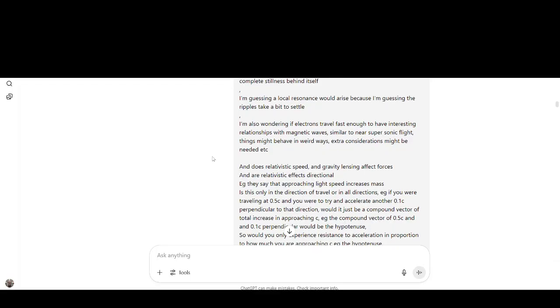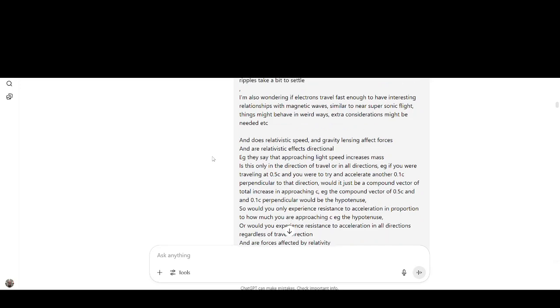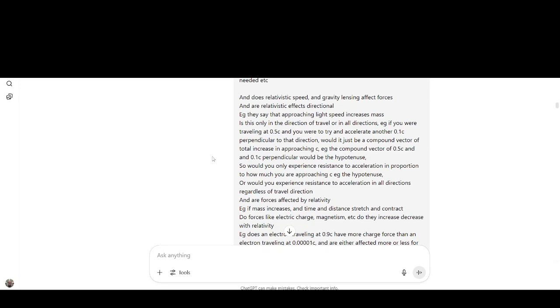I'm also wondering if electrons travel fast enough to have interesting relationships with magnetic fields, similar to near supersonic flight. Things might behave in weird ways, extra considerations might be needed, etc. And does relativistic speed and gravity lensing affect forces, and are relativistic effects directional? E.g., they say that approaching light speed increases mass. Is this only in the direction of traveling or in all directions?